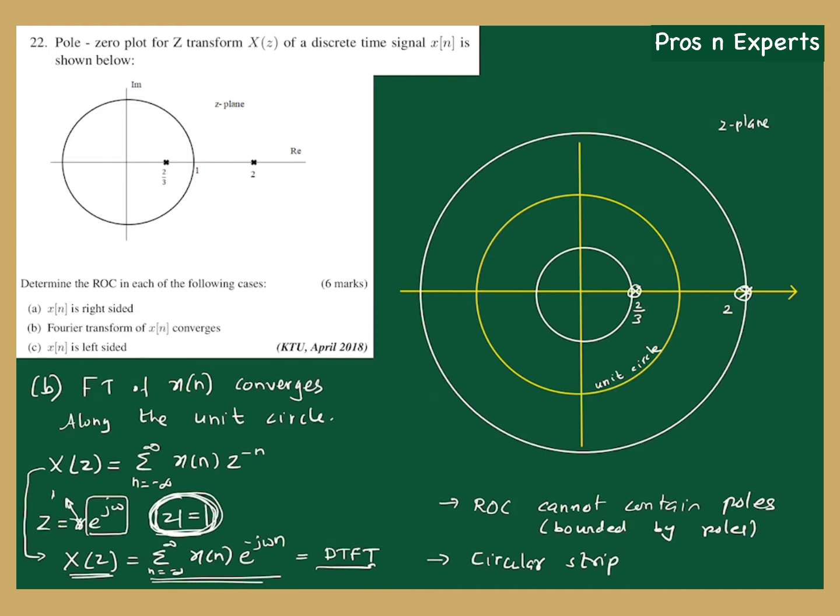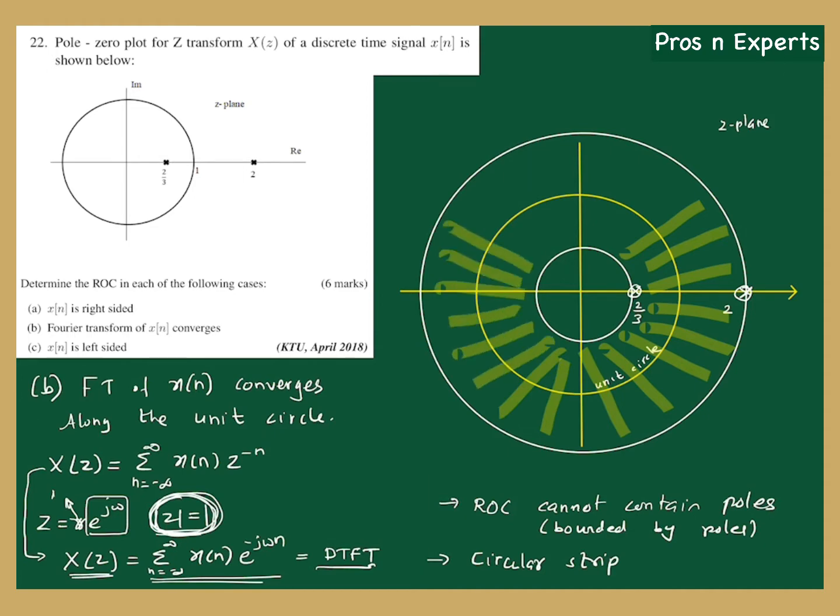So you have to identify a circular strip in the Z plane bounded by these two poles, such that this ROC contains the unit circle. The only possible way is this shaded region. This region includes the unit circle, and it is bounded by these two poles, 2 by 3 and 2, in a circular strip pattern. So this is the ROC, and that gives the answer to question B.